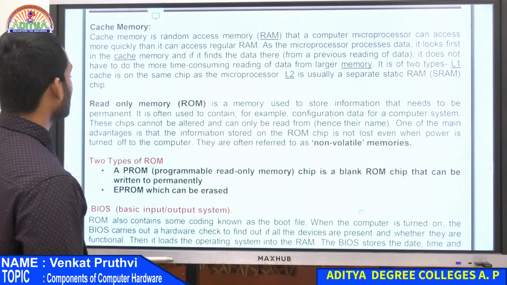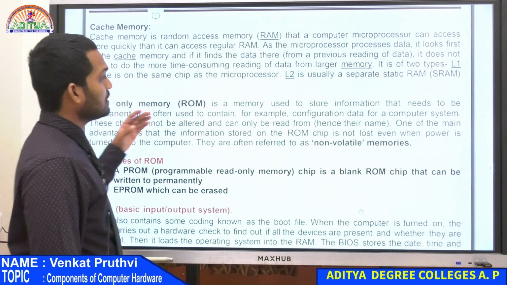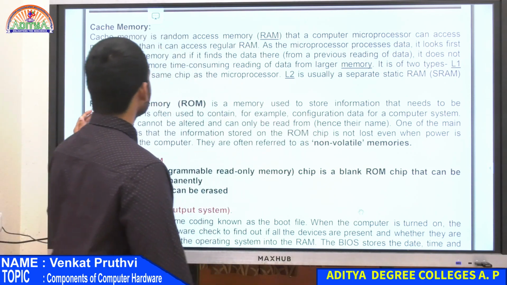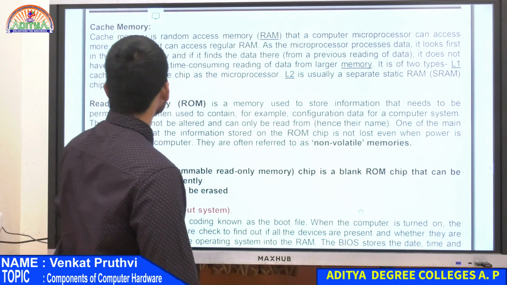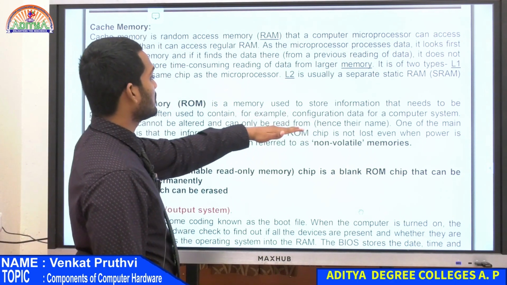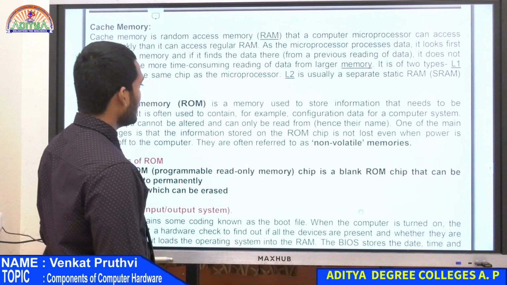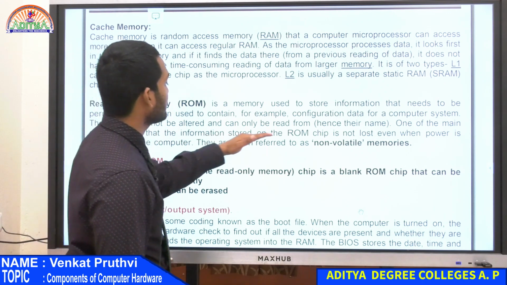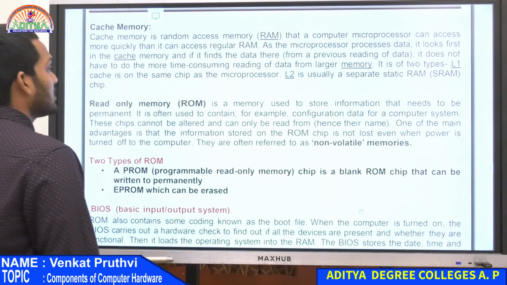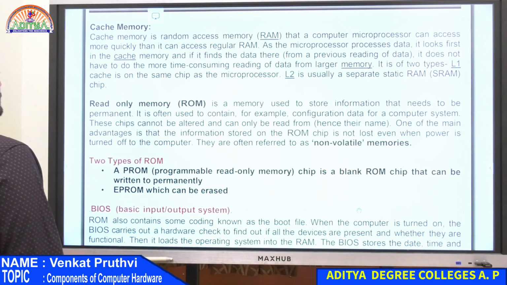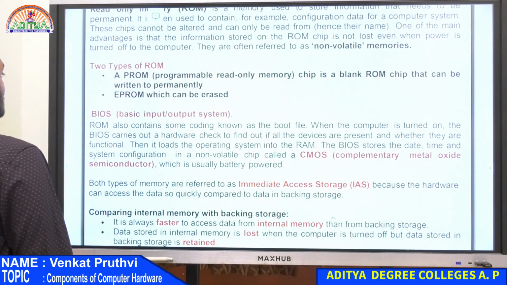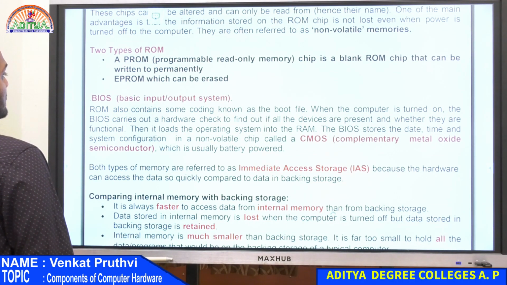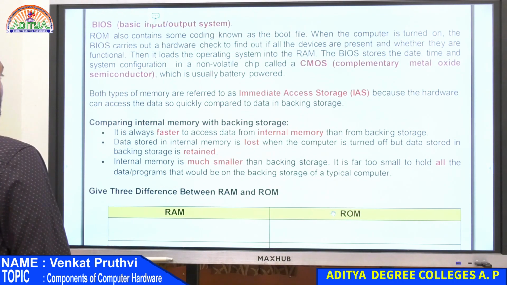And then we have read-only memory. Read-only memory is the memory used to store information that needs to be permanent. It is often used to contain, for example, configuration data of a system. These chips cannot be altered and can only be read from, hence their name. One of the main advantages is that information stored on the ROM chip is not lost even when the power is turned off. They are often referred to as non-volatile memories. There are two types of ROM: programmable read-only memory and electronically programmable read-only memory.